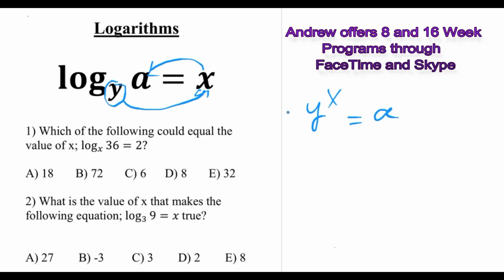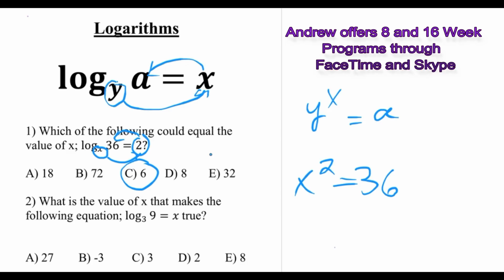Look at number 1. Which of the following could equal the value of x? Log base x of 36 equals 2. All that is, x to the second power equals 36. X to the second power, not times, x to the second power is 36. What number to the second power is 36? That would be 6. Answer choice C.